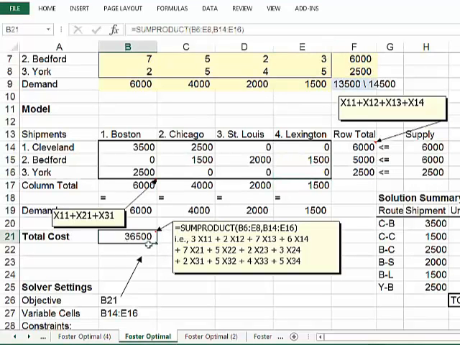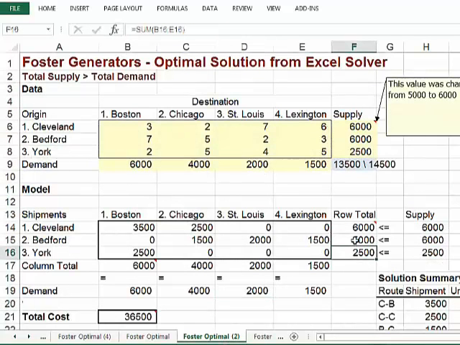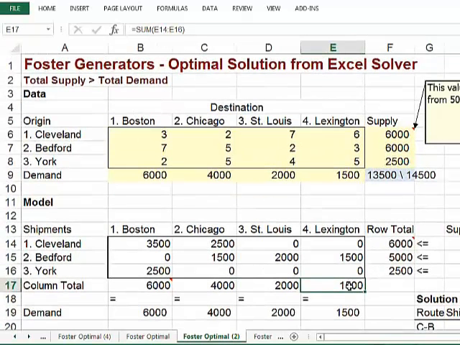Now the total cost is 36,500, and all the constraints are satisfied, as you would expect. So that's my new solution, and that's what you see here in the total. It says optimal number 2. So that's that case: the total supply is greater than the total demand.